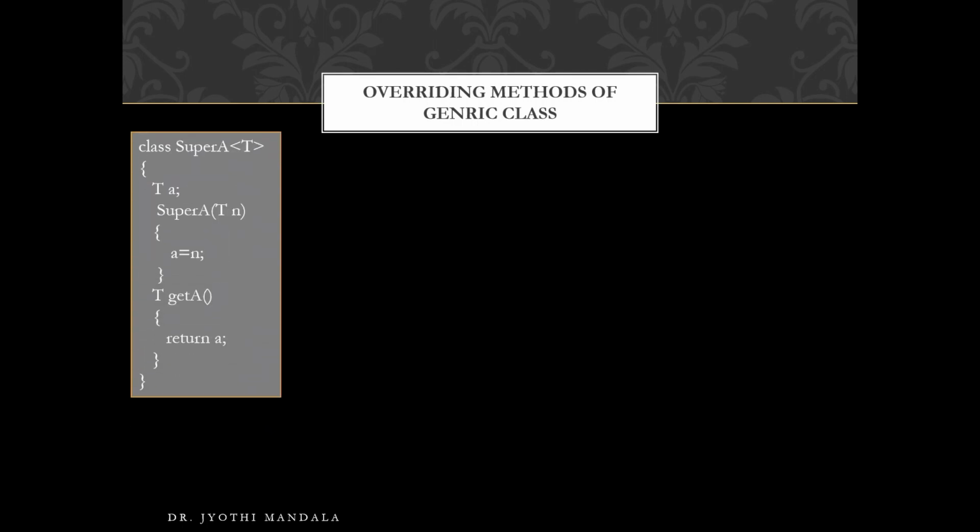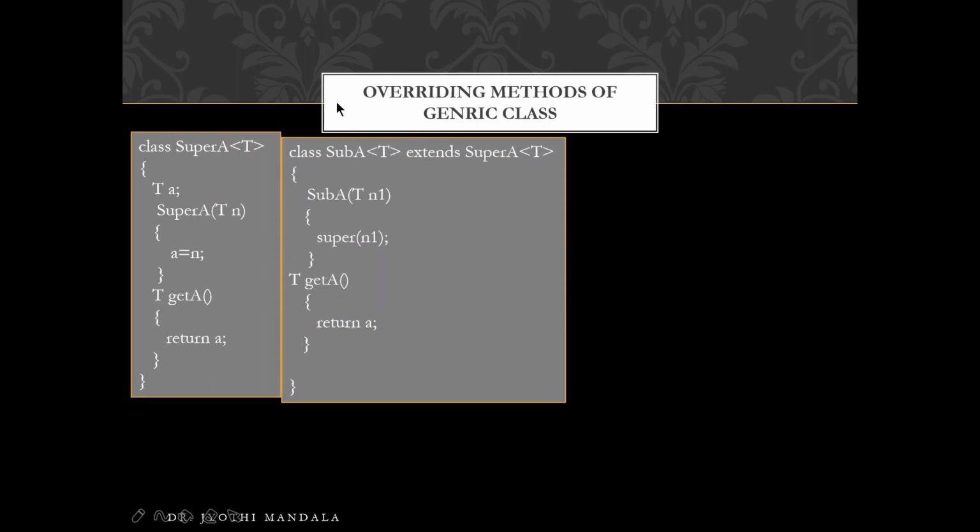Now as inheritance is supported, you have an option of overriding the generic class methods also, because inheritance is acceptable with generic classes. So all the methods we have in the generic superclass can be overridden in a subclass. That means if you see, this is the superclass and it has a method called getA, and if you take one more class called SubA, which is a generic class extending SuperA, then you have an option of overriding that method. You can have different method definitions.